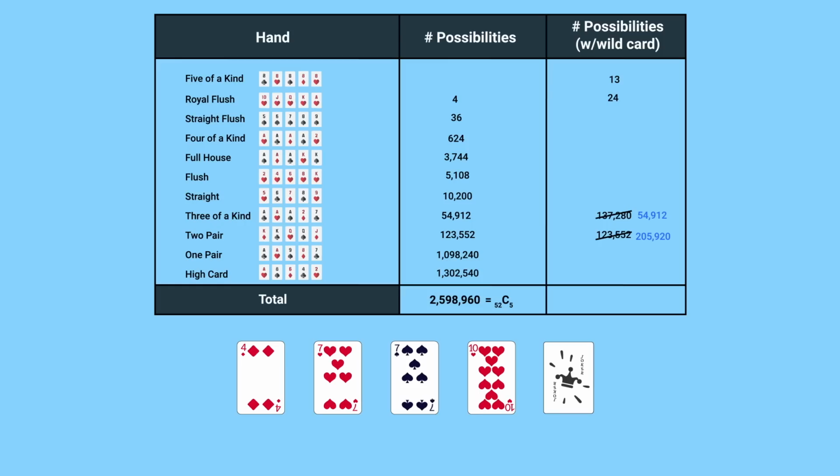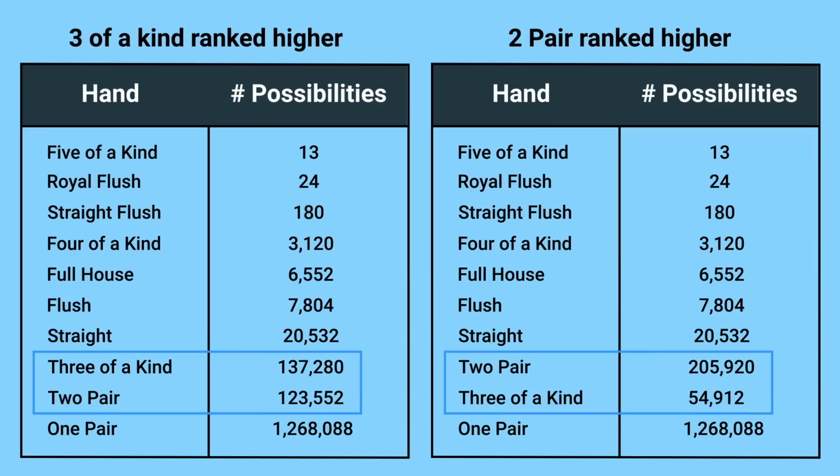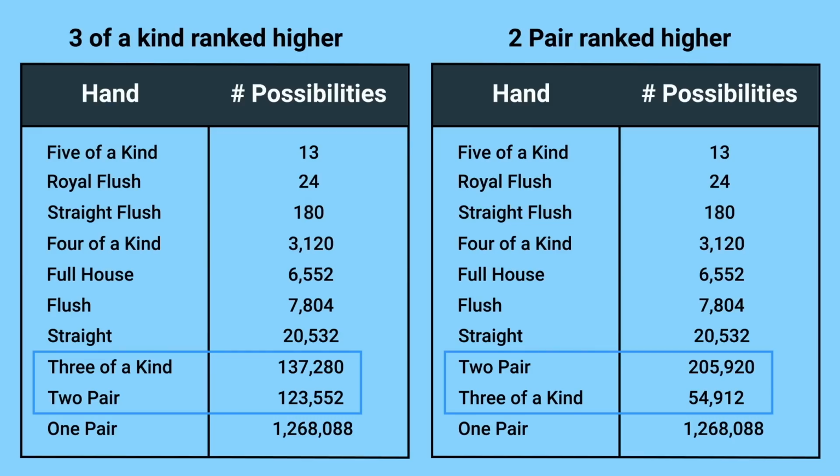That's the only place in the ranking where the paradox occurs, but here are the tables of possibilities for when you have a three of a kind ranked higher and when you have two pair ranked higher. In each case, you'll notice those hands are ordered incorrectly. It doesn't matter what we do. So assuming we must stick to traditional poker hands as we know them, once you introduce a wild card, there is no possible way to order this list based on probability. And this applies when more than one joker is introduced as well.